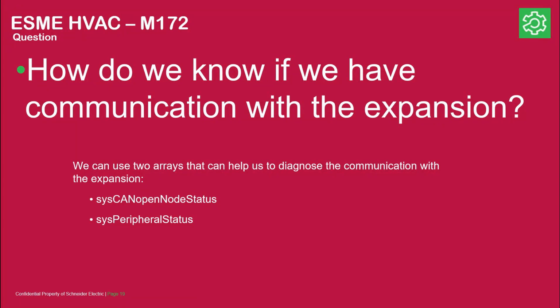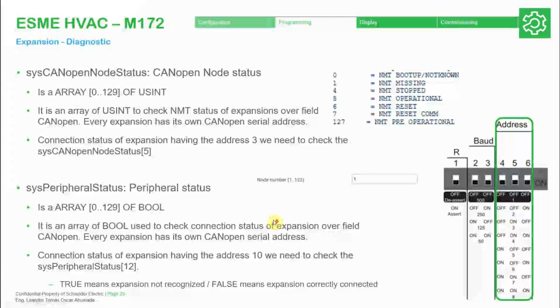In order to know that, there are two structures, two arrays: SysCanOpenNodeStatus and SysPeripheralStatus. This one has this amount of information, it's an array of unsigned single int, and it can have these values. This is the status for the CAN communication to that module. And then we have the peripheral status, if it's connected or not, basically.